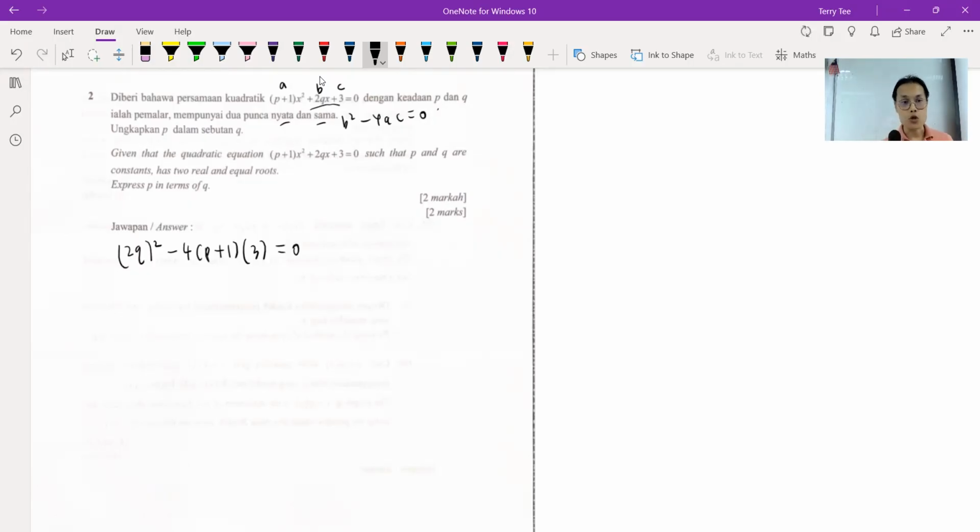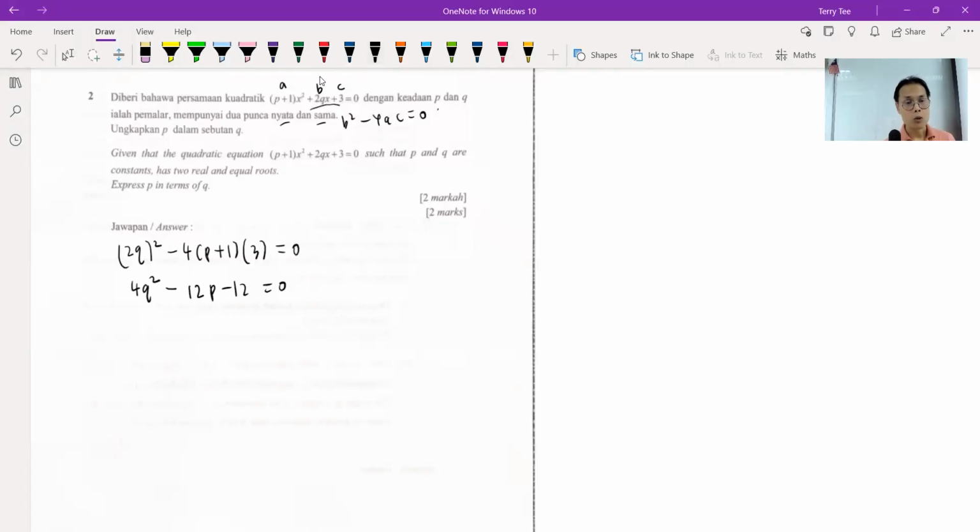So what we can do is we can square this first. Yeah, so 2 squared is 4, q squared. It is up to you whether you want to expand this first. So you can actually divide by 4 first. If you expand, this will be minus 12p minus 12 equals 0. Bring to the right-hand side. So I'm finding p in terms of q.